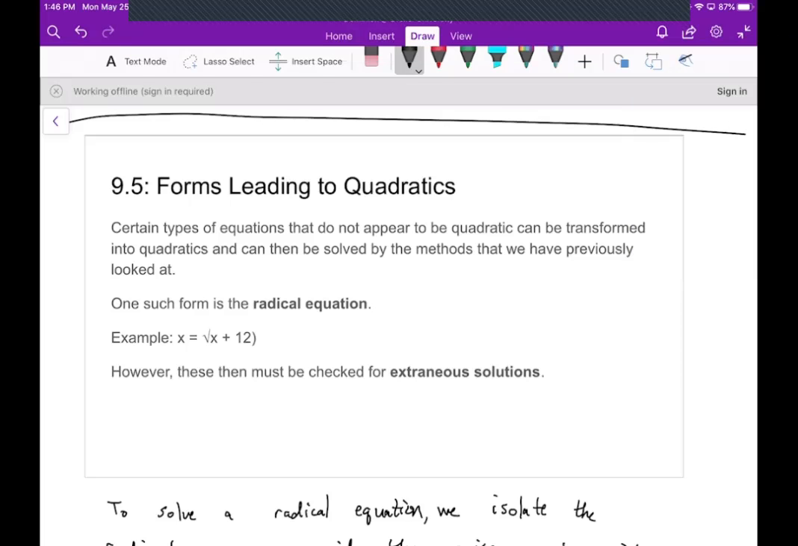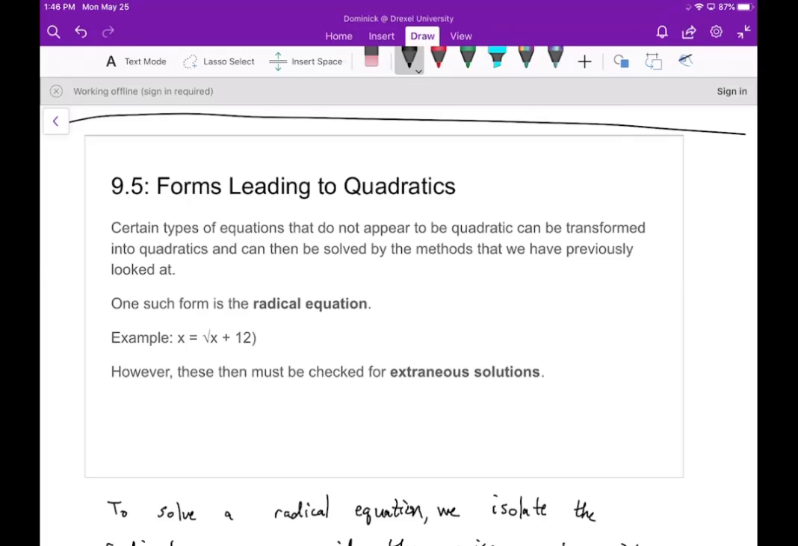Okay, guys, welcome. Today we're going to talk about forms that will lead to quadratic equations, right? So now there's certain equations that at first glance don't look like they're a quadratic equation, but either through some kind of transformation or in the process of solving them, you're going to end up with a quadratic equation. And then, of course, you can solve them by the methods that we've previously talked about.